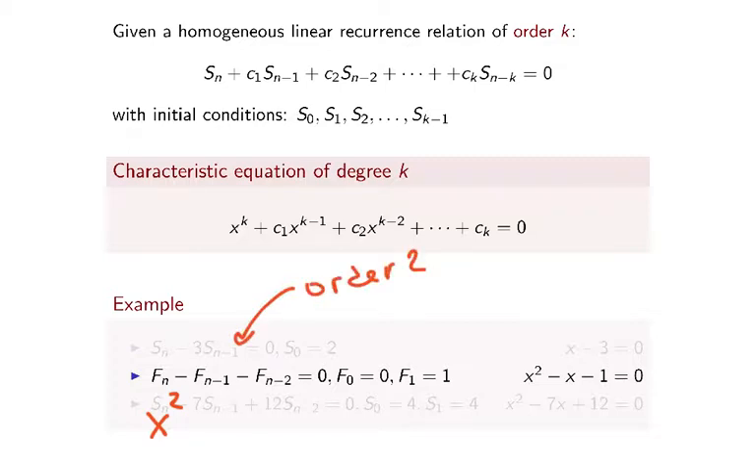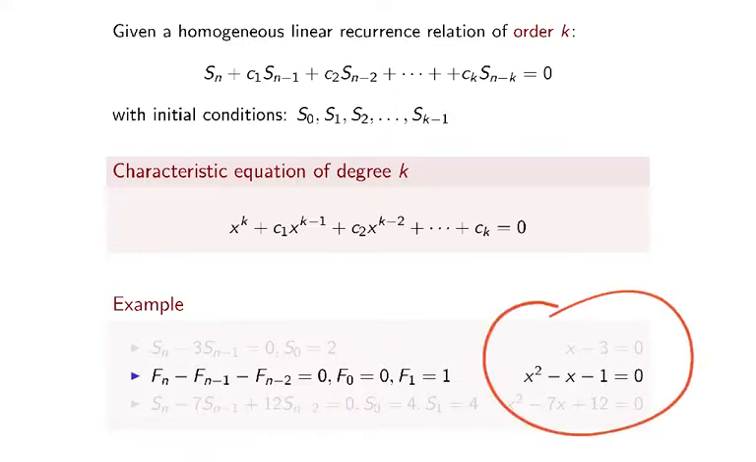And a square because this relation was of order 2. And then we keep going, copying the same coefficients. Here the coefficient is minus 1, x to the 1, minus 1, x to the 0, so just 1, equals 0. And that is then the characteristic equation associated to this relation.